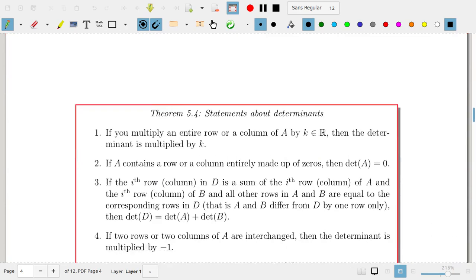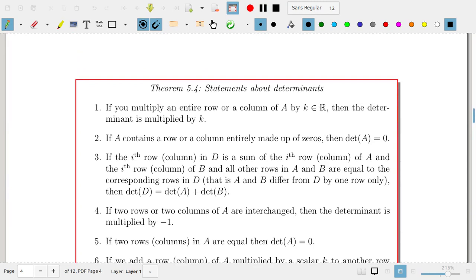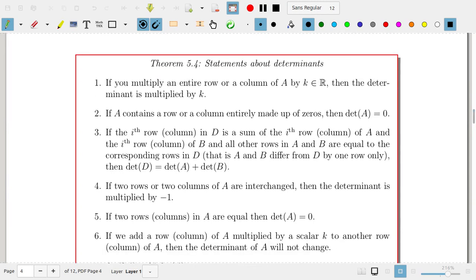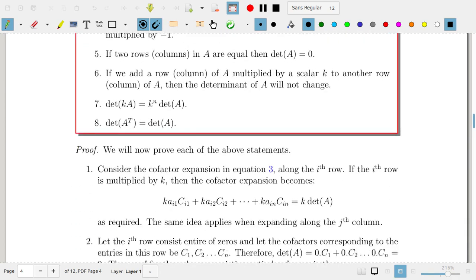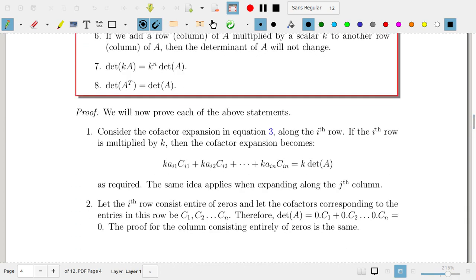Okay, so let's look at the properties of the determinant. If you multiply an entire row or column of matrix A by a scalar constant, you end up multiplying the determinant by that same scalar constant. What does this mean? This means that, let's say you started with a matrix A.